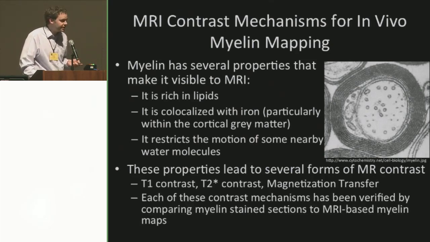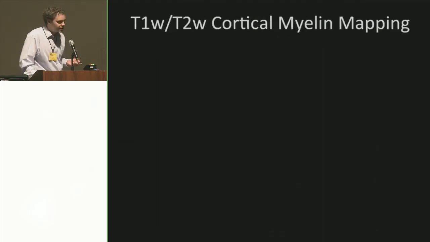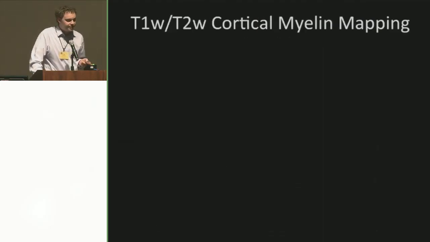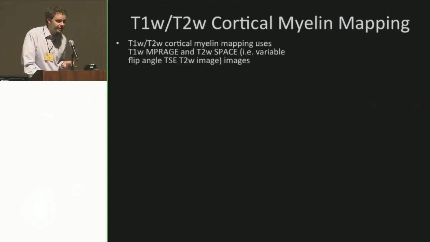Each of these contrast mechanisms has been verified by taking a brain, scanning it, and then sectioning it and staining it for myelin, and seeing that similar slices, histologically and in MRI, are showing the same patterns. Those are some examples of studies that have done that. So the approach we use in the HCP is T1 over T2 cortical myelin mapping. We use a T1-weighted MPRAGE and a T2 SPACE sequence.